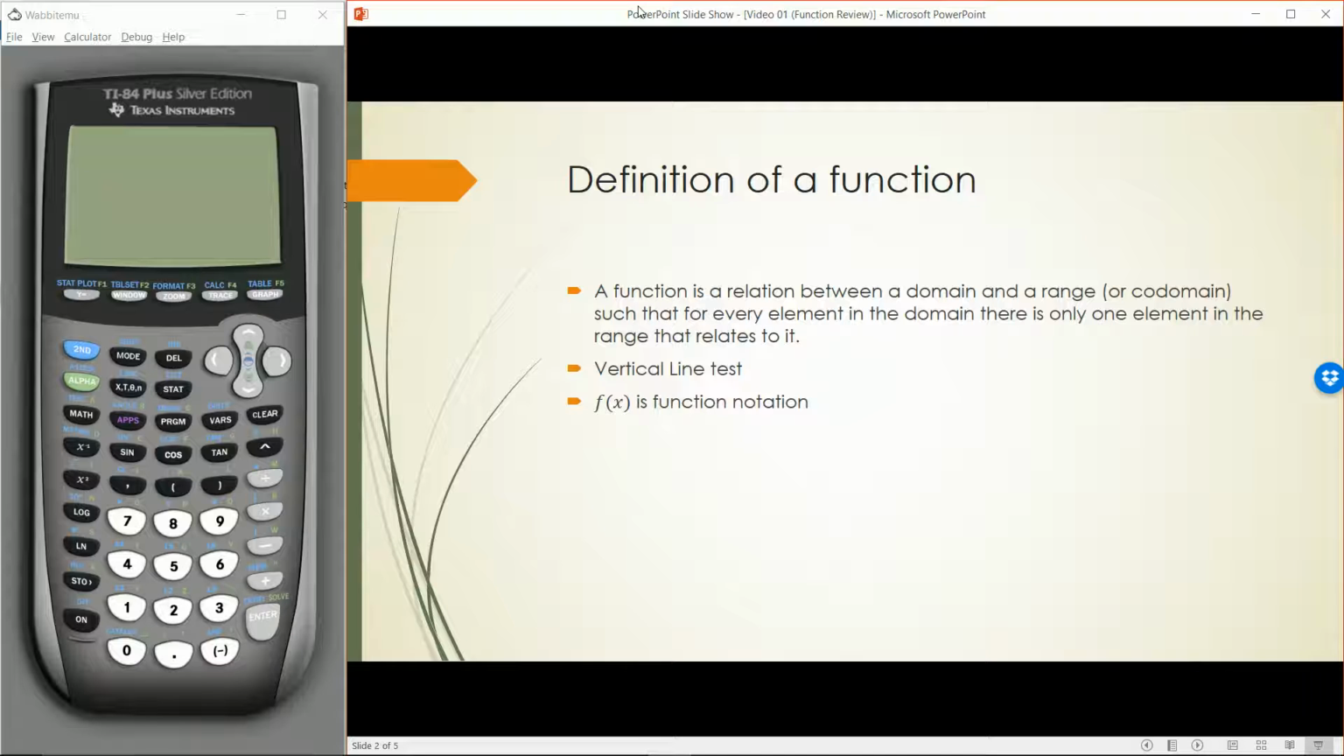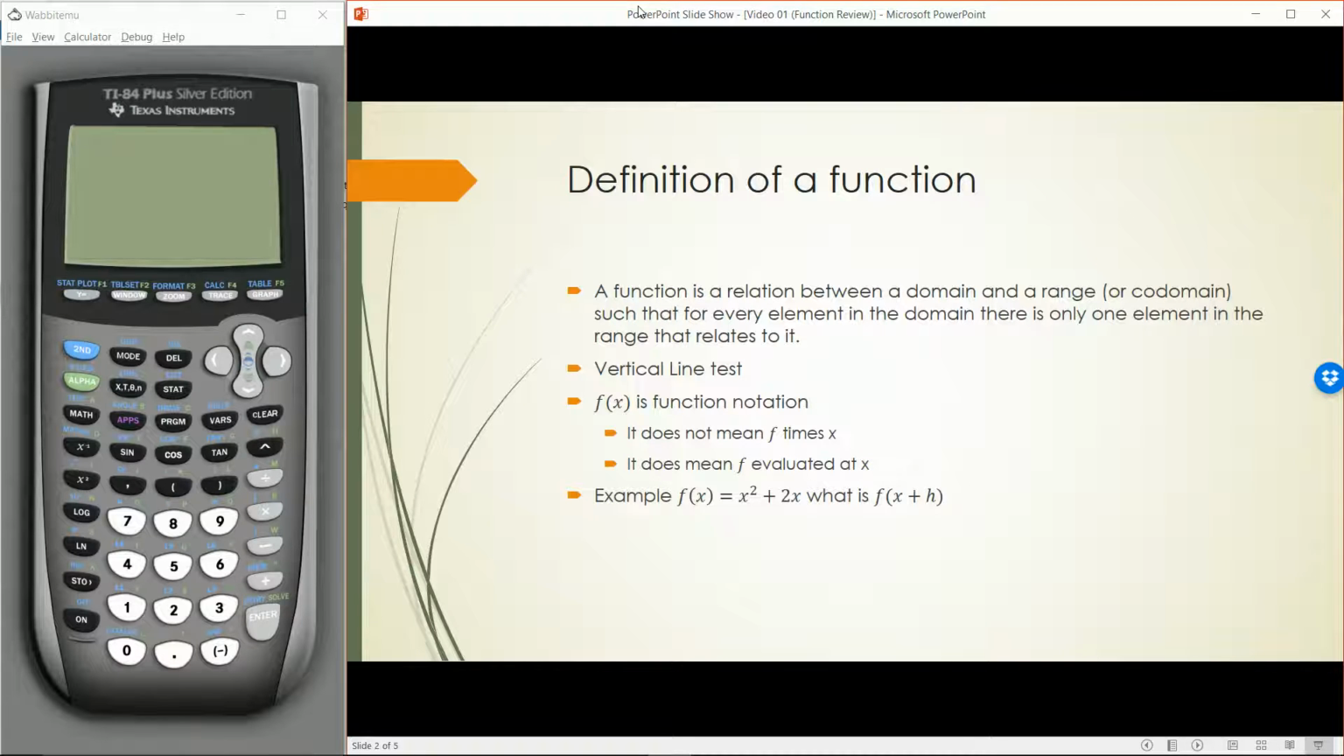Now, I have said f of x, that is function notation, which is given by f, parentheses, x, close parentheses. It does not mean f times x. This is one of the biggest mistakes that often happens. I do not want you guys to be making this mistake. What it does mean is the function f evaluated at x.